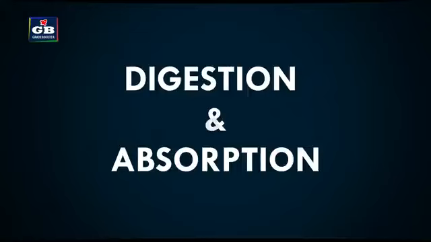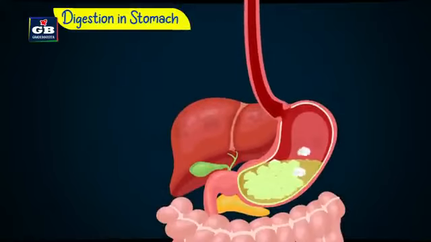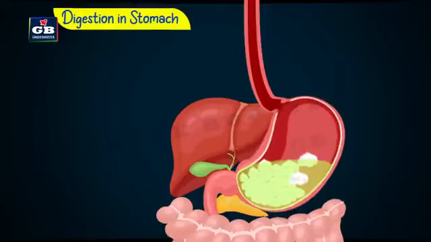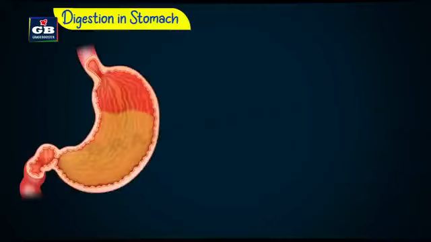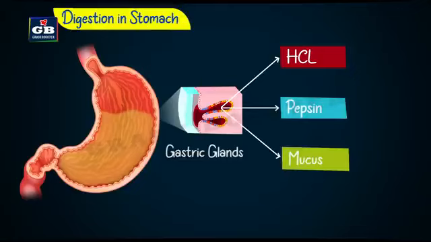Digestion and absorption. Food from the mouth enters the stomach through the esophagus. The stomach is a bag-like organ. It expands when food enters into it. The walls of the stomach have gastric glands. These gastric glands secrete HCl, pepsin, and mucus.